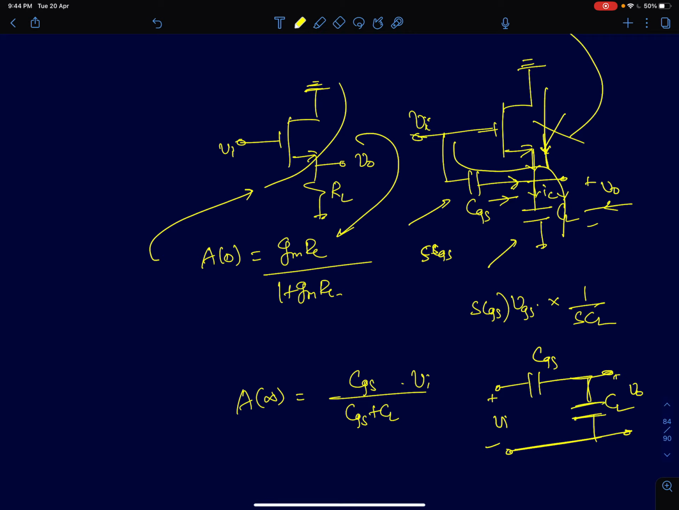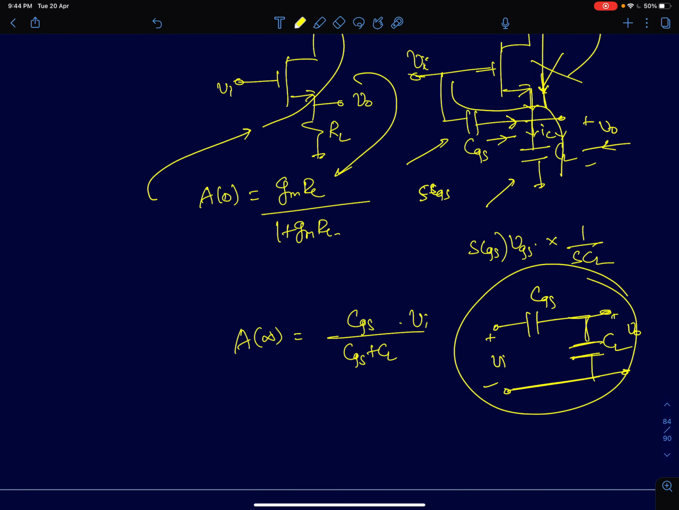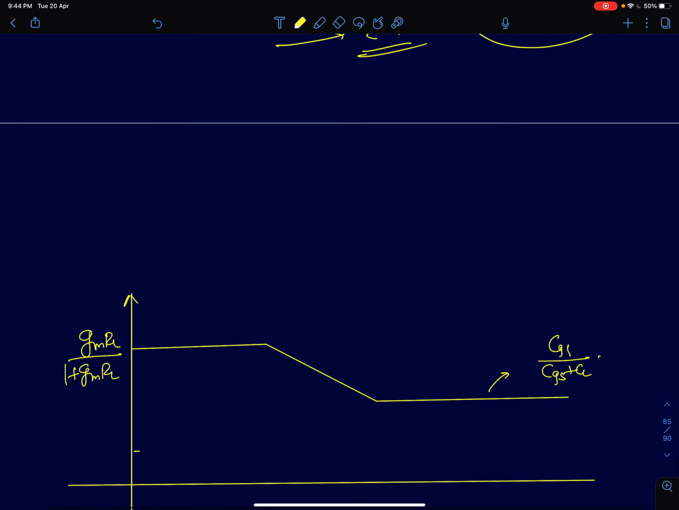So now we are supposed to find the transfer function of this circuit. The transfer function of this circuit is a simple potential divider. You get CGS by CGS plus CL times VI. So at very high frequencies, the gain becomes CGS by CGS plus CL. If your CGS is much smaller than CL, this will be much smaller than 1. So the frequency response graph will look something like this. At low frequencies, you have GMRL by 1 plus GMRL, which again is very close to 1. At very high frequencies, it becomes CGS by CGS plus CL, which is obviously less than 1.